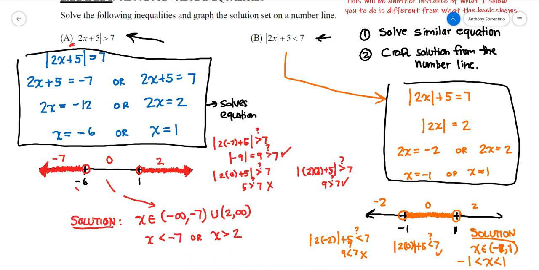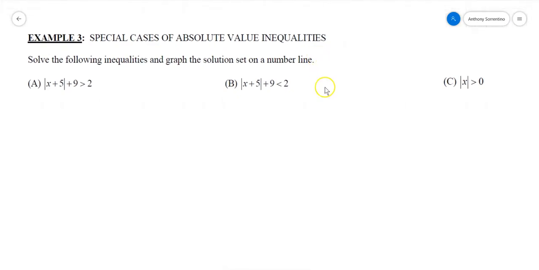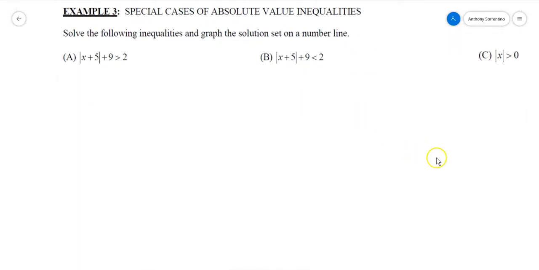The other inequalities that you're given to have a look at in this example are just to consider some special circumstances. So let's have a look at this. Some special cases for absolute value inequalities, for example 3. So, again, I'm going to rewrite this as an equation.